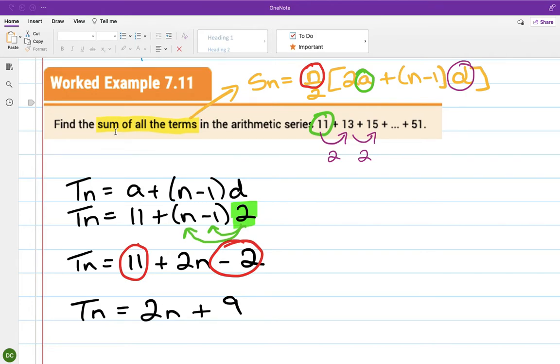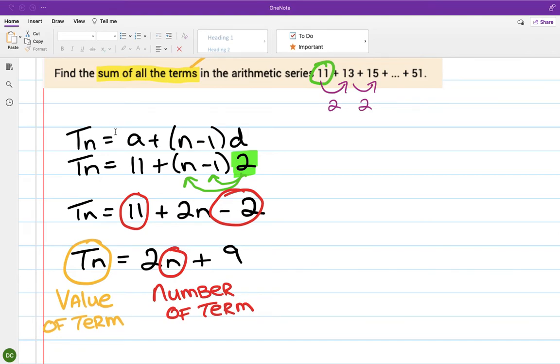We know the value of the last term. We just don't know its term number, right? So this here is the value of the term. And this here is the number of the term.